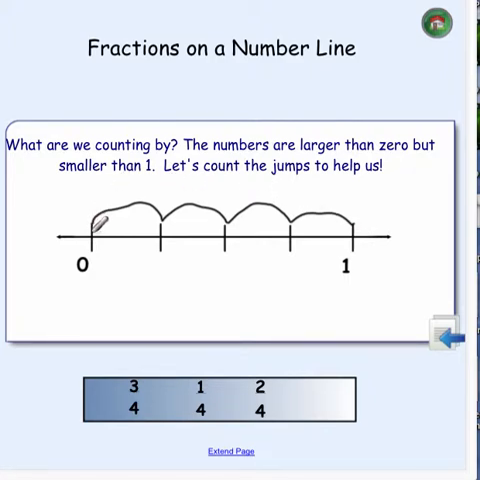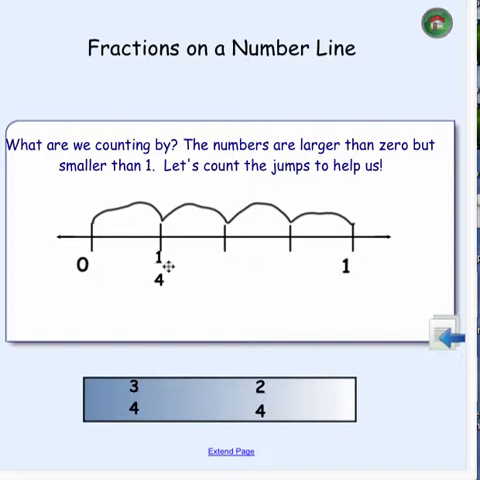Each of these would be a part out of 4 when we're jumping. So this would be 1 part out of 4, 2 parts out of 4, 3 parts out of 4, and 4 parts out of 4. So we call this fourths. When we're talking about parts out of 4, we call that fourths. This is the fraction for 1/4.